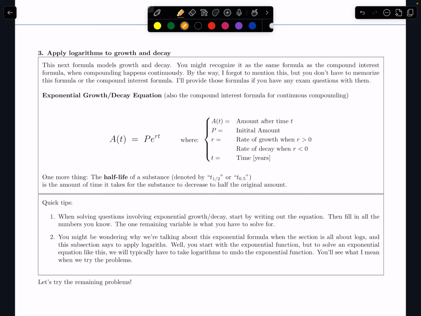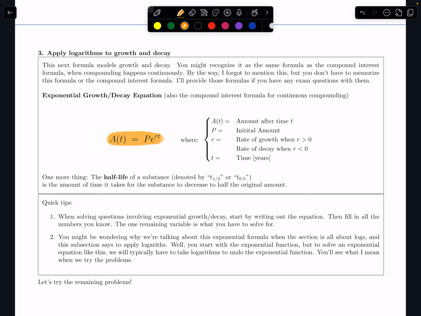So what are we doing here? We're talking about exponential growth and decay. And for that, we're using this formula, A of t equals Pe to the rt. And you might notice this is actually the same thing as the compound interest formula when we had continuous compounding, right? And by the way, guys, you don't have to memorize these formulas for exponential growth or for compound interest. If you need them, I'll supply them during the exam.